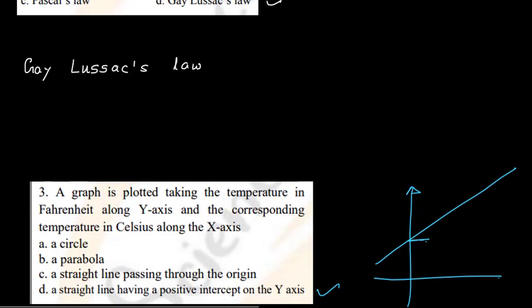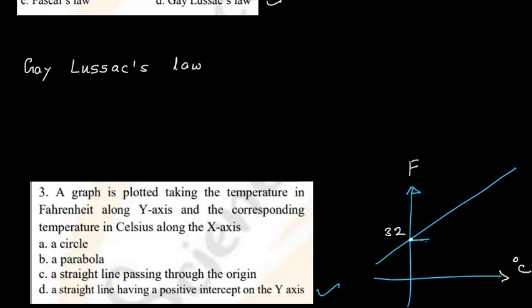Third question is a graph is plotted. I have plotted this graph. A graph is plotted taking temperature in Fahrenheit along the y-axis. So here my temperature is in Fahrenheit and the corresponding temperature in Celsius along the x-axis. So along this x-axis we are plotting it in degrees Celsius. So we know that when we have 0 degrees Celsius, at that time we have 32 Fahrenheit, right? Fine. So therefore this will cut the y-axis.